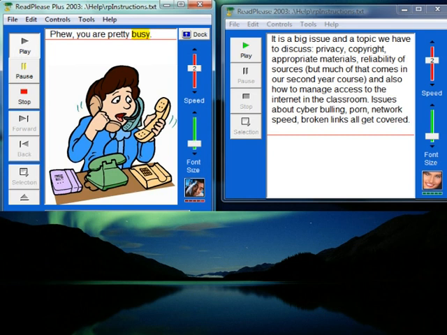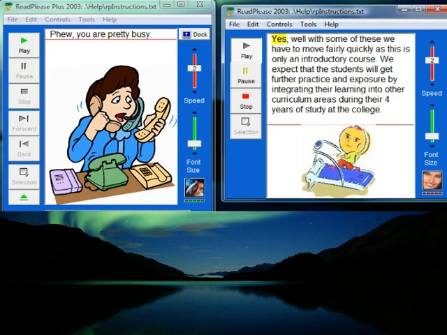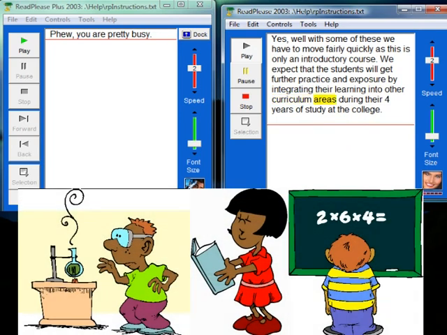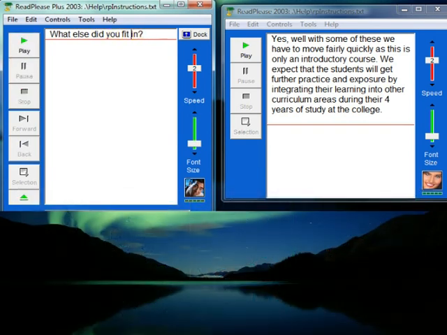You are pretty busy. Yes, well, with some of these we have to move fairly quickly, as this is only an introductory course. We expect that the students will get further practice and exposure by integrating their learning into other curriculum areas during their 4 years of study at the college. What else did you fit in?